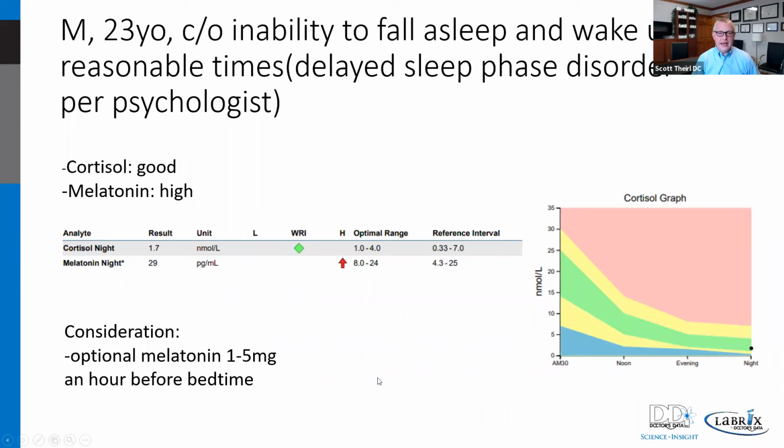Melatonin, 29, optimal 8 to 24, reference even up to 25. His occasional melatonin use is keeping his melatonin nice and high. Melatonin is not an option for him. If he wants to keep using anywhere between 1 and 5 milligrams for bedtime, that's fine, but I don't know that you're going to get a whole lot more benefit from taking a whole lot more at this time, right? His melatonin output is looking pretty good for a nighttime collection.